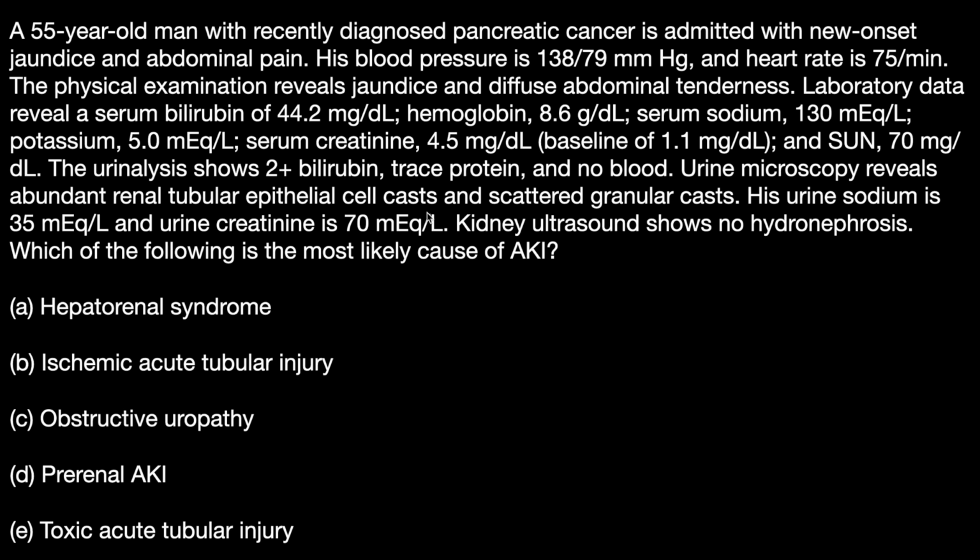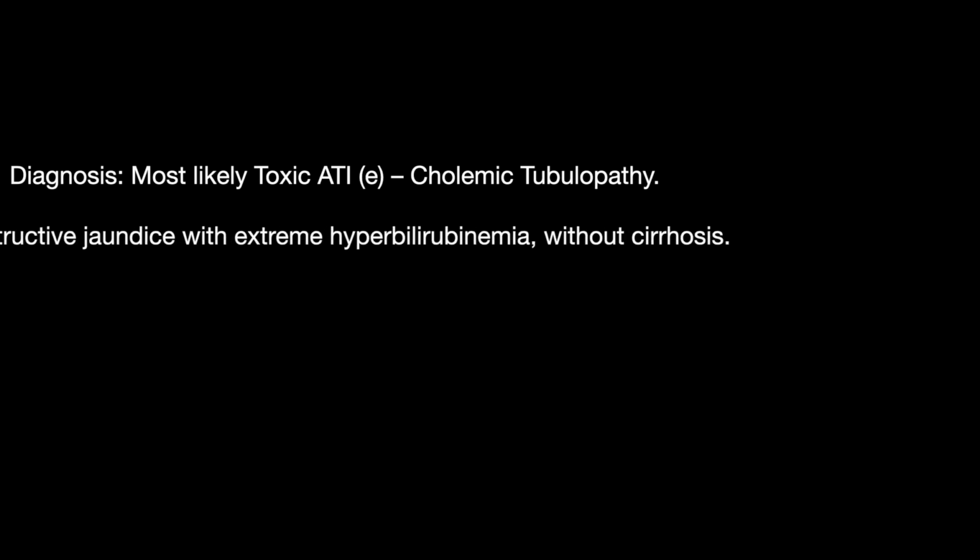These findings strongly suggest there is a tubular damage. His urinary sodium and urinary creatinine give a FeNa of 1.7, which also points towards a tubular insult. Regarding cholemic tubulopathy, obstructive jaundice induced AKI is a form of toxic ATI where obstructive jaundice results in kidney damage. So, in this particular case, our diagnosis is cholemic tubulopathy.